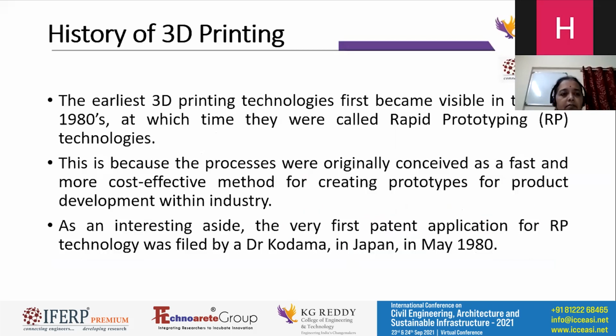Just a review, what is the history of 3D printing? The earliest 3D printing technology first became visible in the late 1980s, when it was called rapid prototype technology, RP technology. This is because the processes were originally conceived as a fast and more cost-effective method for creating prototypes for product development within the industry. As an interesting aside, the very first patent application for rapid prototype technology was filed by Dr. Kodama in Japan in May 1980.